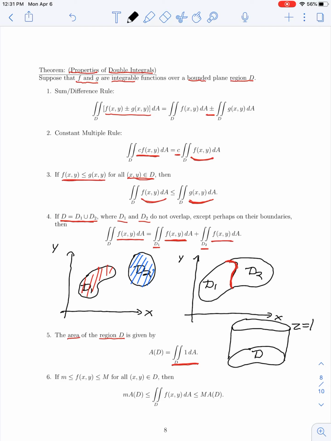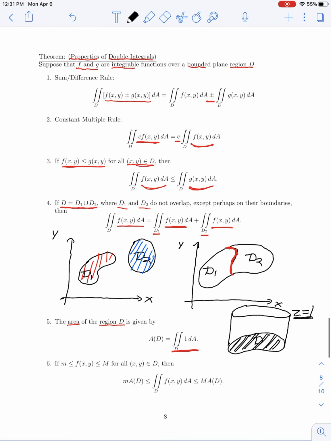So we would be finding the volume of this little cylinder shape, whose cross sections are given by the area of D. So since the height of this cylinder would be 1 unit, the value for the volume of the cylinder would be the same as the area of this plane region D.